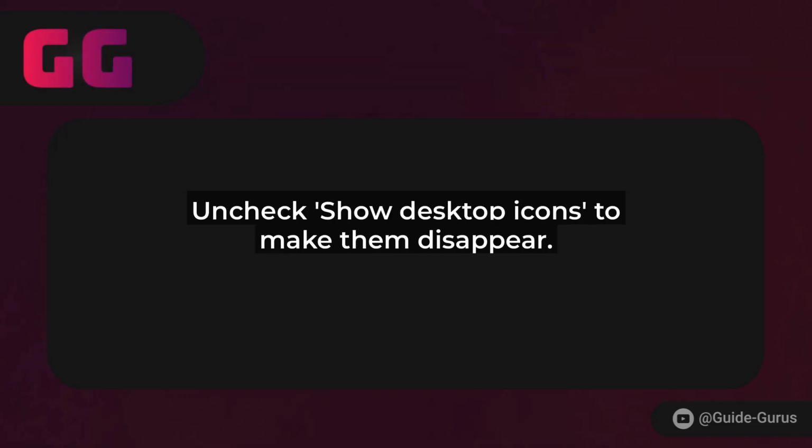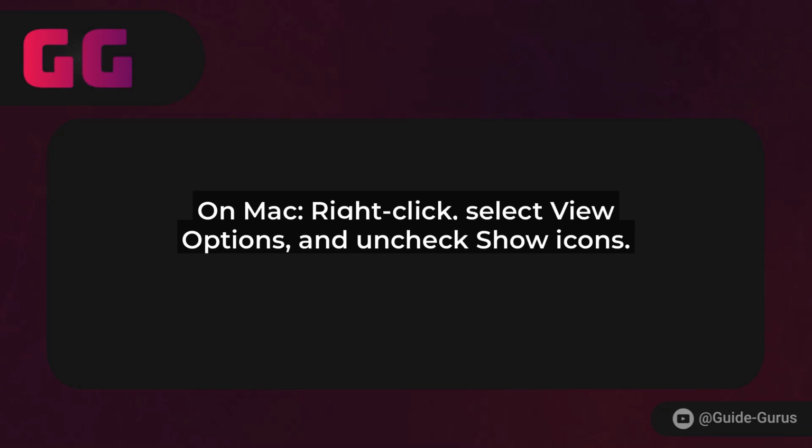Step 1. Right-click on an empty space on your desktop. You'll see a context menu pop up with various options. Look for View and hover over it. In the sub-menu, you'll find a checkbox that says Show Desktop Icons. Go ahead and uncheck that box. Poof! Your icons will disappear instantly.